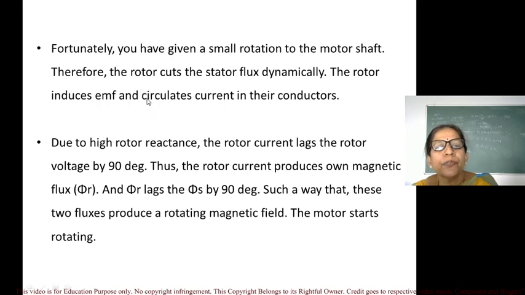So if we give a push to the motor and it reaches the position of 90 degrees, it will induce EMF, it will circulate the current, and when it circulates the current, due to high reactance, the rotor current will lag the rotor voltage. Thus the rotor current will produce its flux and then the rotor flux will be lagging the stator flux by 90 degrees. Thus these two fluxes will produce a rotating magnetic flux and the motor will start to rotate.